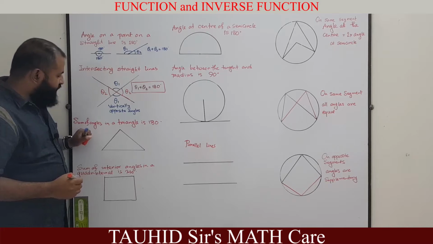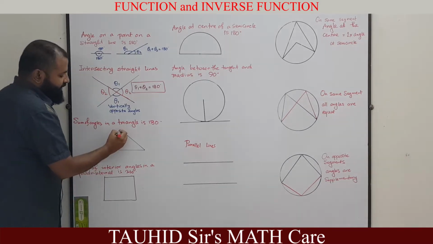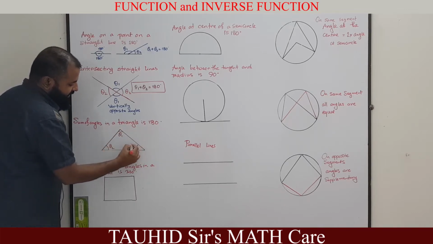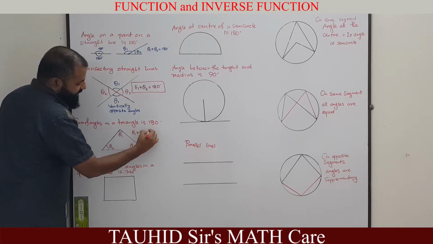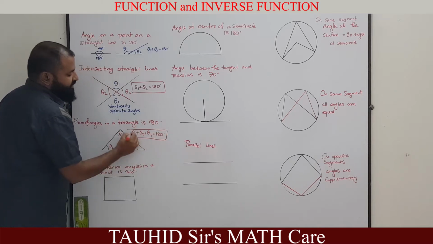Now, the sum of angles in a triangle is always 180 degrees. If this angle is theta 1, this angle is theta 2 and this angle is theta 3, if we add them, theta 1 plus theta 2 plus theta 3 equals 180 degrees, always.